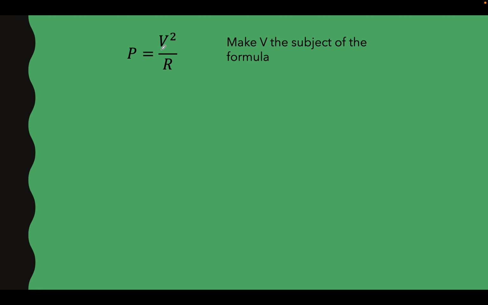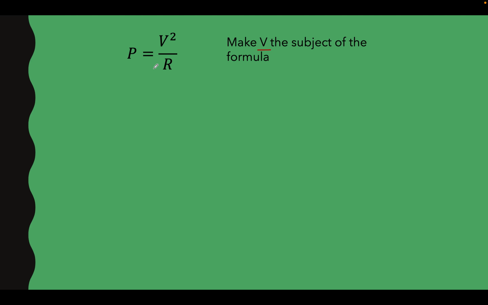So, P equals V squared divided by R. We're being asked to make V the subject of this formula. Right, okay. So, let's deal with what's below the divisor line when we start. Let's identify where our value is. We want the V on its own. It's above here, okay?